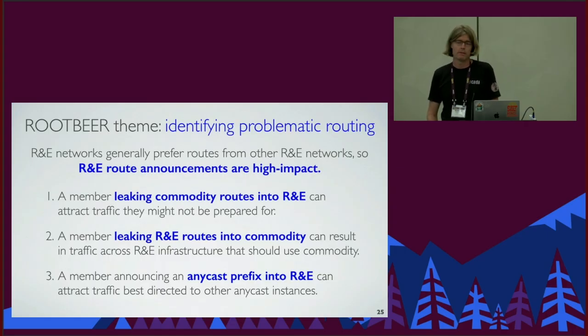So a member leaking commodity routes into R&E will attract traffic that they might not be prepared for, because now they're going to be the best path for potentially a YouTube. A member leaking R&E routes into commodity can result in traffic across the R&E infrastructure that should be using commodity. And then finally, a member that announces an Anycast prefix into R&E can attract traffic that's best sent to other Anycast instances outside of the R&E ecosystem.